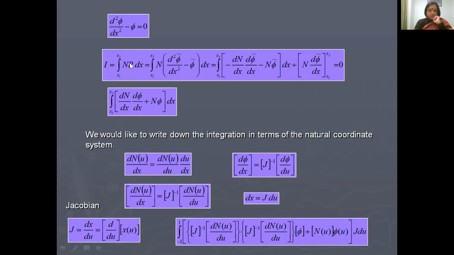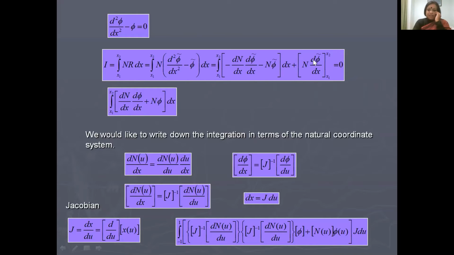and I'm going to use n as my weighting function. So if I do this, the first thing that I need to do after applying the method of weighted residual is I need to use the weak formulation. So I use separation of variables to break this d2 phi dx square into this first term and the third term. So I have minus dn dx d phi dx within the integral, and then I have n d phi dx between x1 and x2.